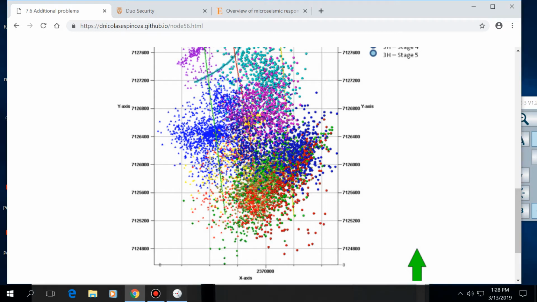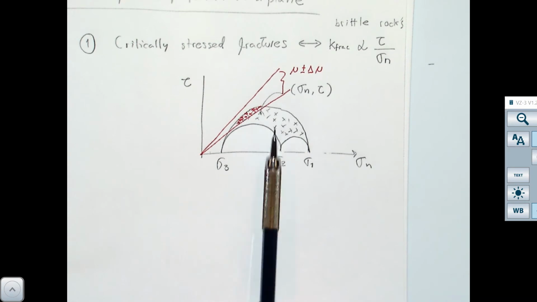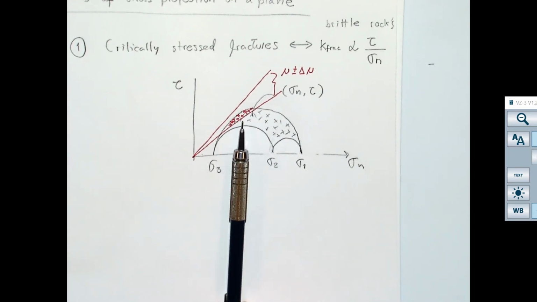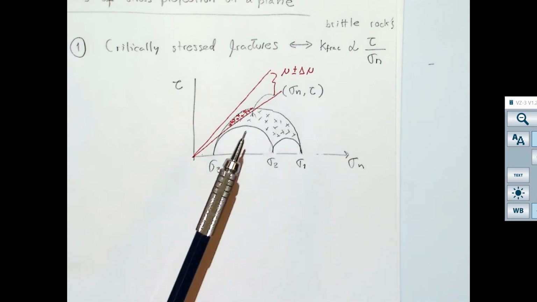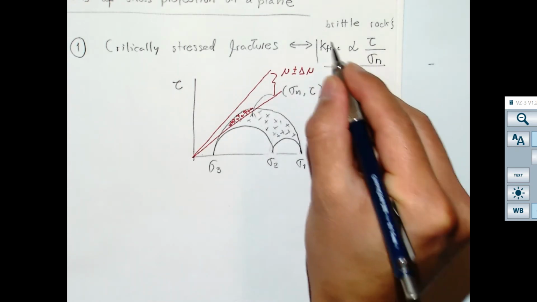And that is directly linked with this. It is directly linked with how many of those points get towards that line. When they get to failing in shear, they produce microseismicity and their permeability increases.